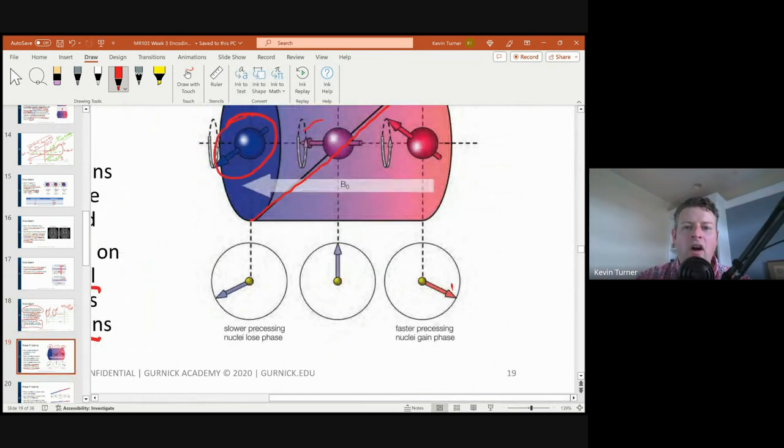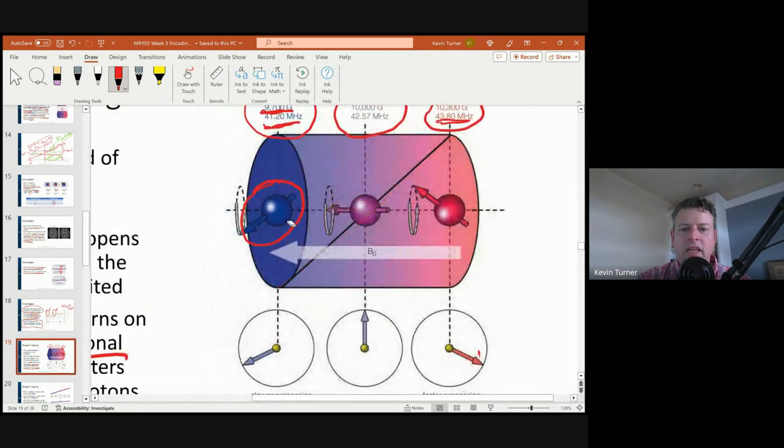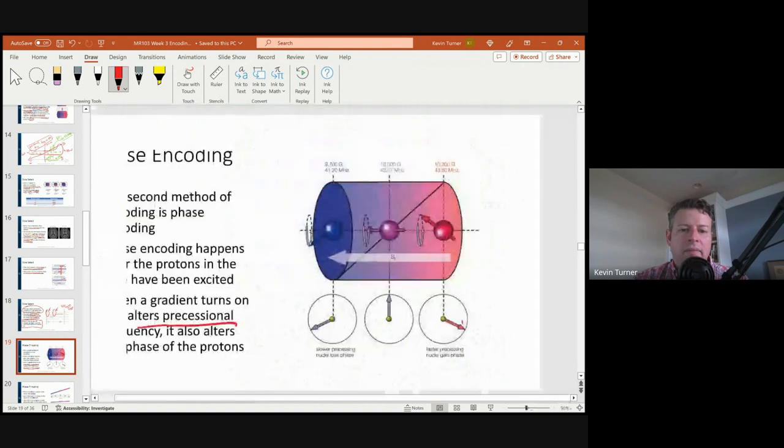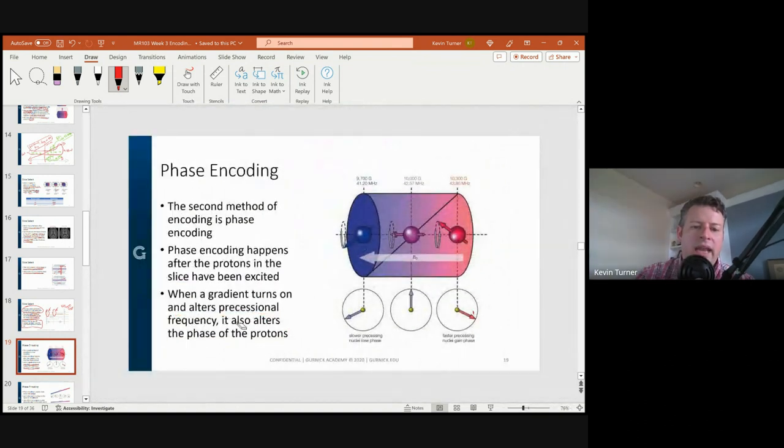based on where they are along the gradient, right? The computer can say, okay, the proton had this phase. That means it was a couple centimeters away from isocenter in this direction, or so many centimeters or millimeters away from isocenter in that direction. Whenever we alter precessional frequency, phase is also affected as a byproduct, right? Phase is also affected.